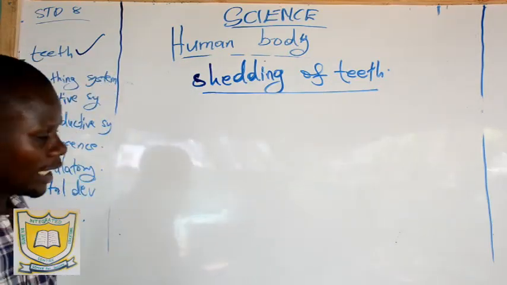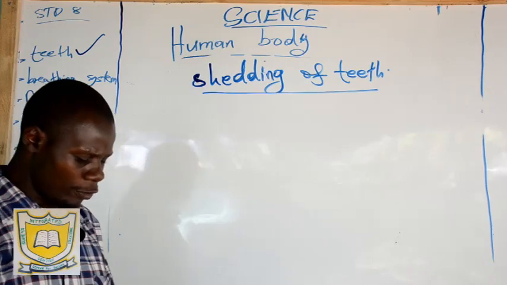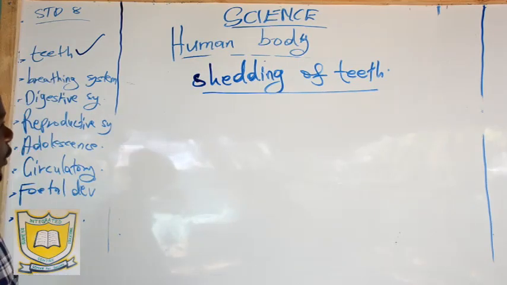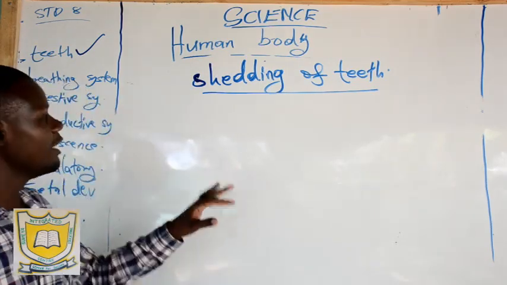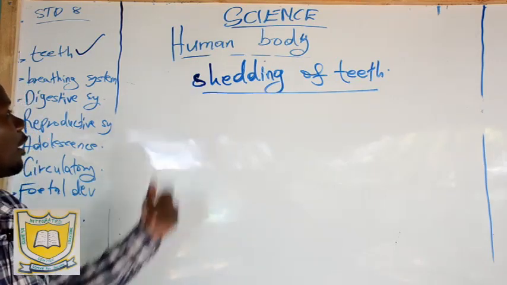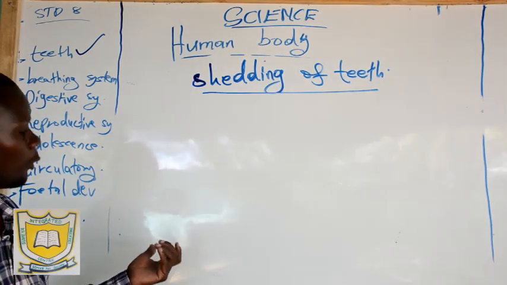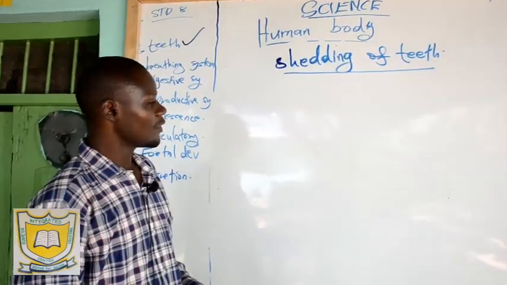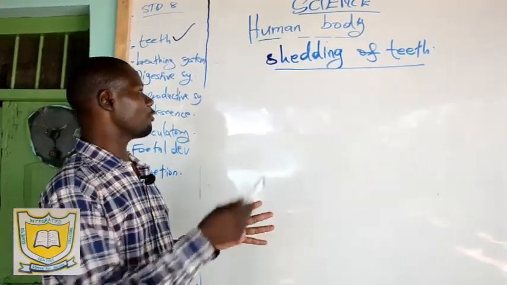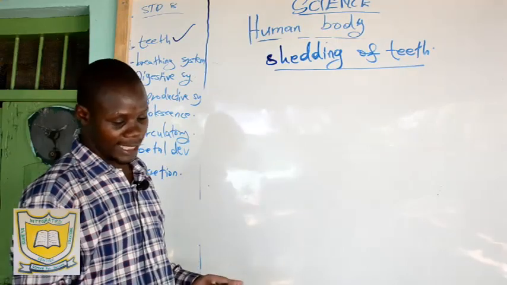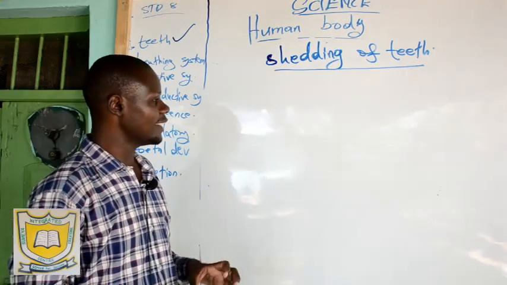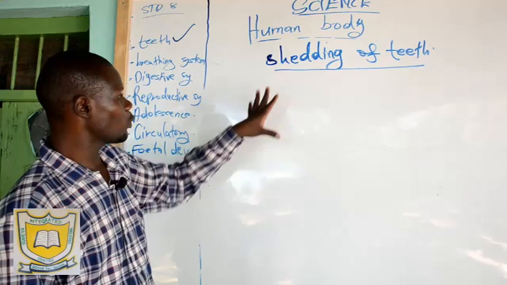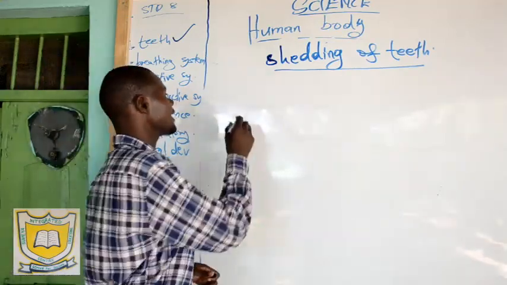We mean that when a child is born, the teeth are invisible. You cannot see teeth in a child who was just born. You find that they start growing after some time, and then after some years, you find that the first set of teeth is removed.